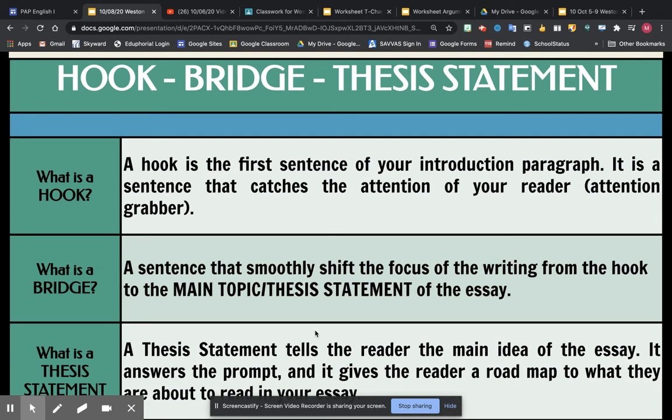Okay, so for introductions, there's three components to an introduction. You have your hook, which is that sentence that's going to really grab your reader's attention. And we have 4 different types of hooks that you can choose from to use to grab your reader's attention. You have that bridge. That is that one sentence that touches on the hook and touches on the thesis statement so that there's a nice smoothness to your introduction. And of course, your last sentence is your thesis statement, is the claim, the position that you are taking on the claim.